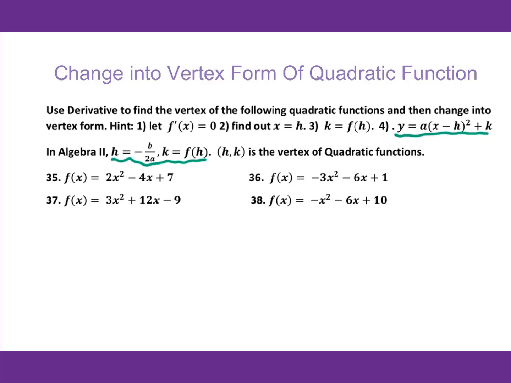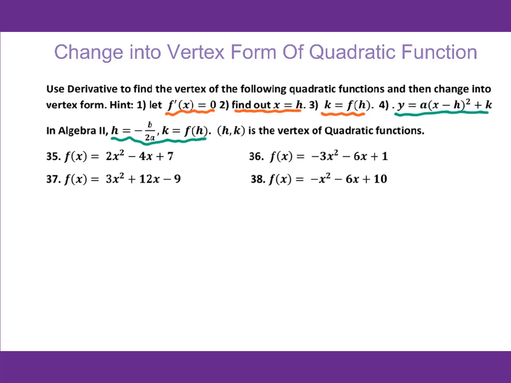Since in this class we already learned the derivative, we know the derivative is the slope of a tangent line. When the derivative equals 0, we can figure out the vertex of the quadratic function. Then you plug this h into the function to get k. In this lesson, I will use two methods to work out one question. Let's do the Algebra 2 way first.